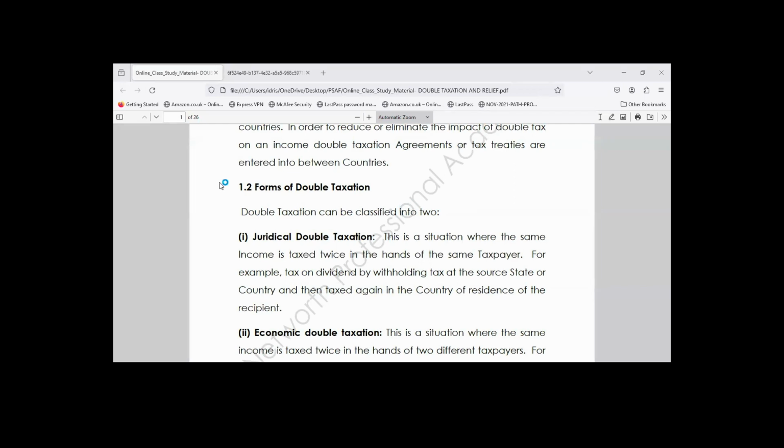Let's give an example. Mrs. Amaka receives an income in the UK. She pays tax in the UK. She brings the income through an approved channel to Nigeria. Again, the Nigerian government says, Mrs. Amaka, you are a resident of Nigeria, you need to pay tax in Nigeria again. That one is juridical double taxation. That income is subjected to tax twice in the hand of the same taxpayer. An example of juridical double taxation is taxation of dividend.